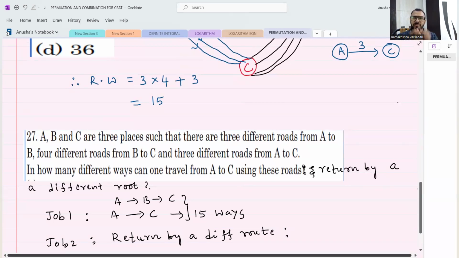So, as there are 15 ways to travel from A to C, when we go back, we have to use a different route, right? Which means that among those 15 routes, we have to remove the route which we have used to travel from A to C. Remove that route. Now 14 routes are available to go back from C to A. So there are 14 ways.